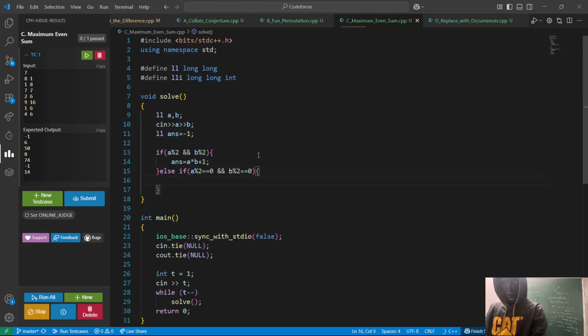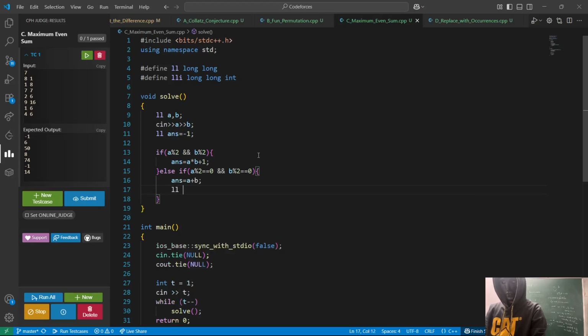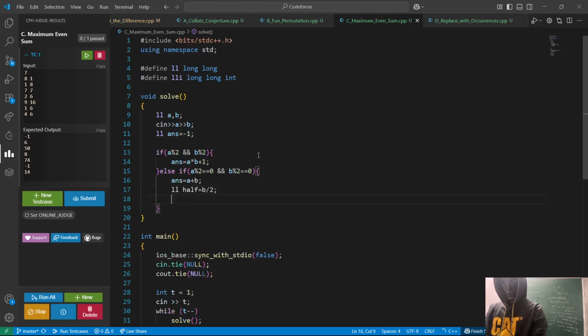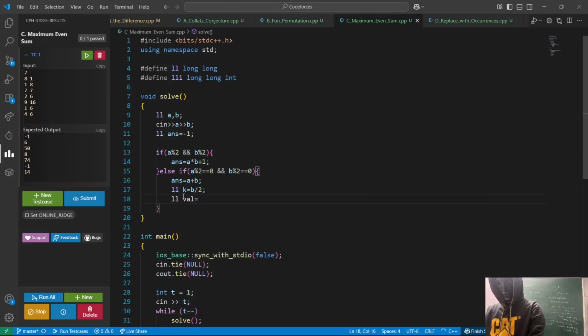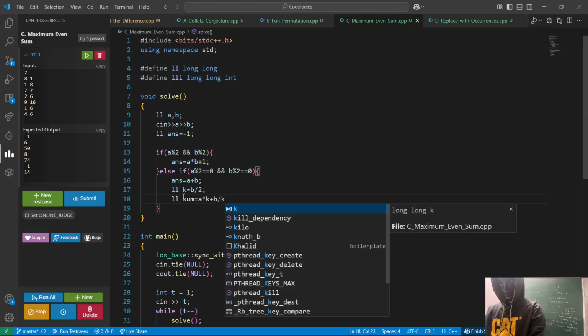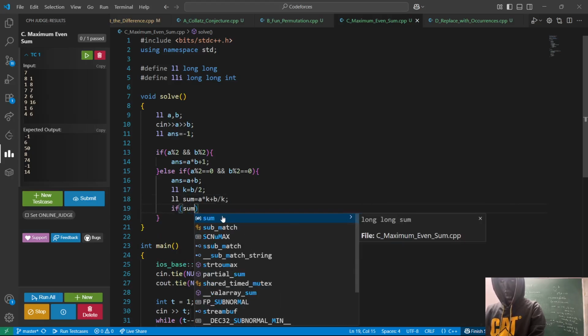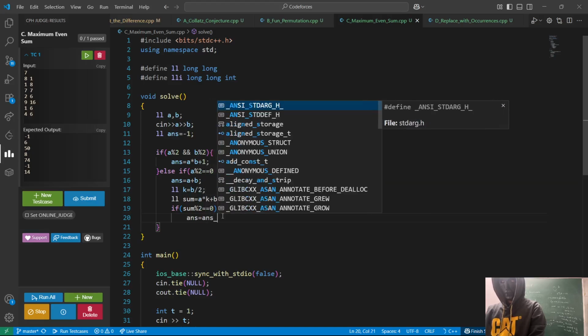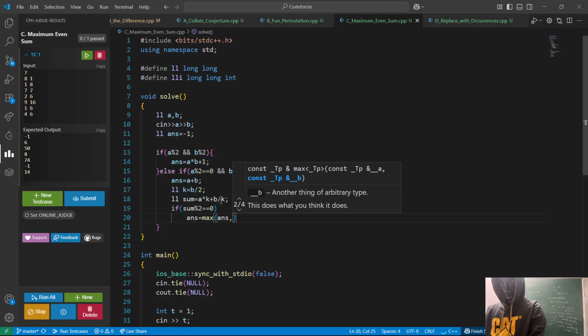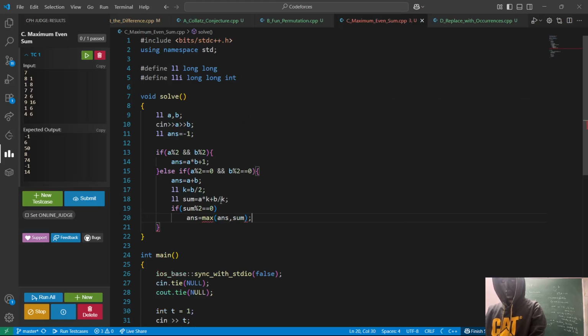If both are even numbers, initially we can take sum as a plus b, and now we need to find half of the value, which is b by 2. So half you can take, or you can take k as defined in the question. So we will be taking k. Now let's find the value. Sum will be a into k plus b by k. So once you have got this sum, you need to check if this sum is even, right? If that is the case, then you need to take answer as maximum of answer comma this sum, right?